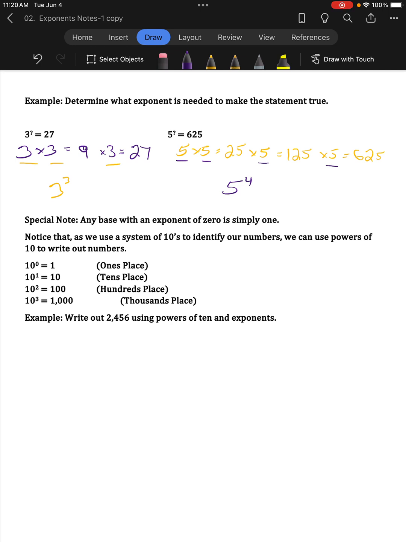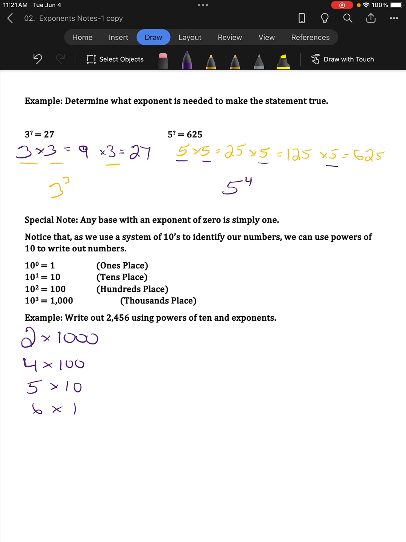Last thing I want you to do is to write out a number using powers of 10 and exponents. This is going to feature a lot of work with parentheses as well. In this number, 2,456, we have a 2 in the thousands place. When we write this out in expanded form, when you were first introduced to expanded form, you would have written 2 times 1,000. And then you would have written 4 times 100, 5 times 10, 6 times 1. That's expanded form, and that's how you were introduced to the powers of 10.